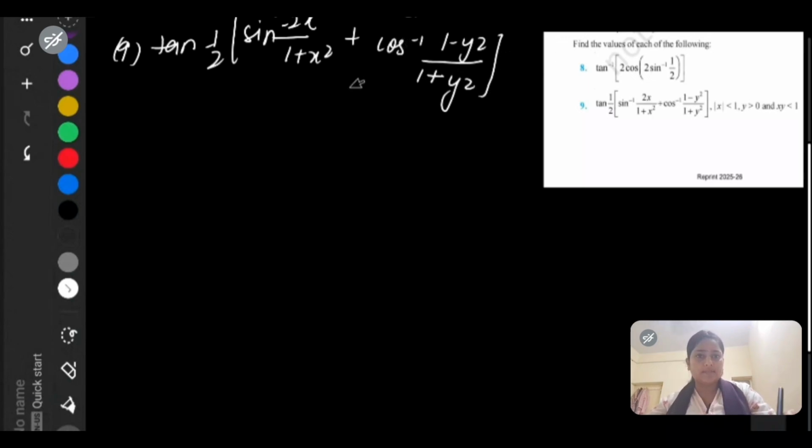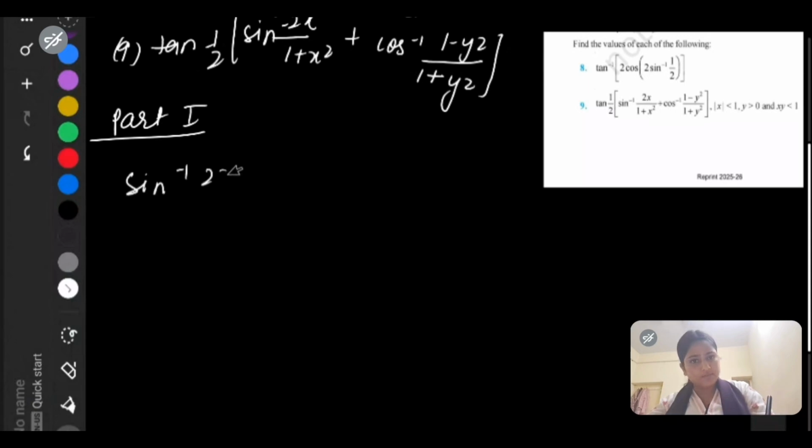So now we'll solve this part by part, one by one. So first we will take the sine part. We'll solve in two parts. So first part is sine inverse 2x upon 1 plus x square. Here outside it is tan, so we will try to convert this sine inverse into tan so that we can solve easily.